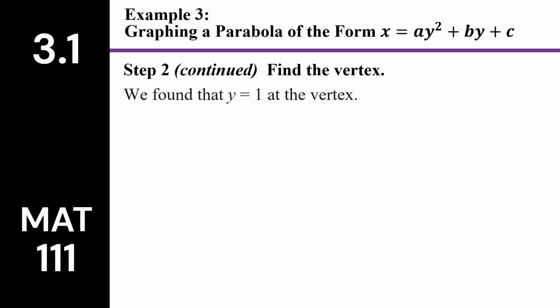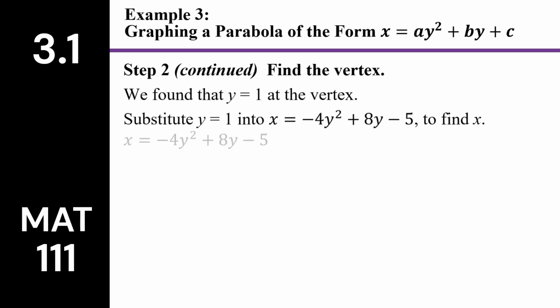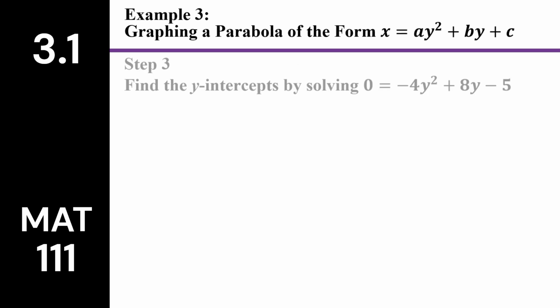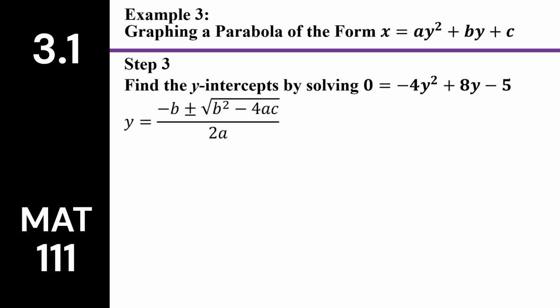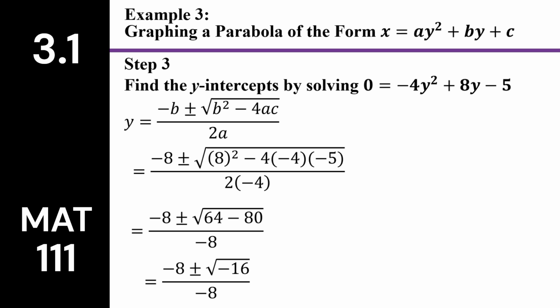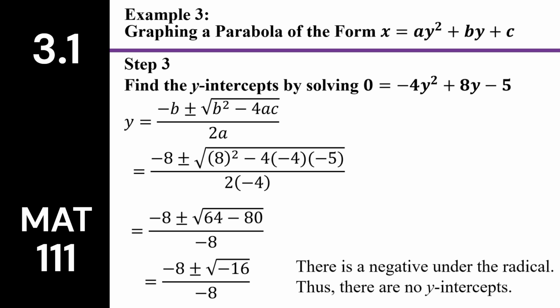Continuing, we found that y is 1. So we substitute that y in, and we find that x is -1. So the coordinates of the vertex are (-1, 1). Step 3 is to find the y-intercepts by letting x equal 0 and solving for y using the quadratic formula. We substitute in the values for a, b, and c, and we simplify, and then we recognize that we have a negative under the radical, which means there are no y-intercepts.